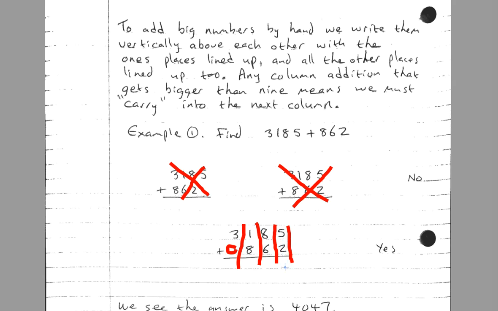So 5 plus 2 is 7. 8 plus 6 is 14. We can only write the 4. We have to carry that extra 1. Yeah, so this is 14 tens. You can think of that as 1 hundred and 4 tens. Okay, so that extra 1 went into the next column, into the hundreds column. So now we have 10 hundreds. That's 1,000, so we're really writing that as 1,000.